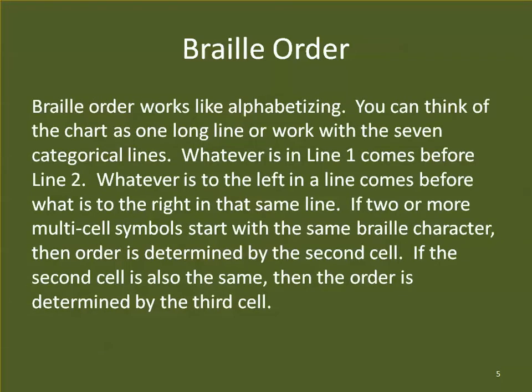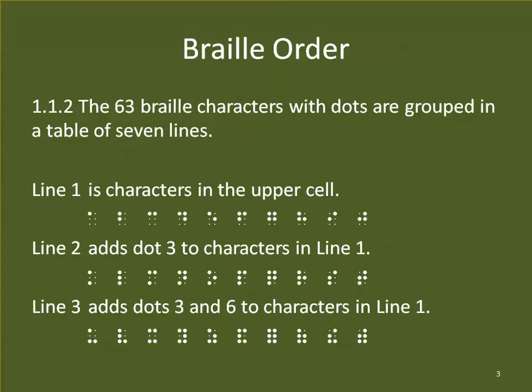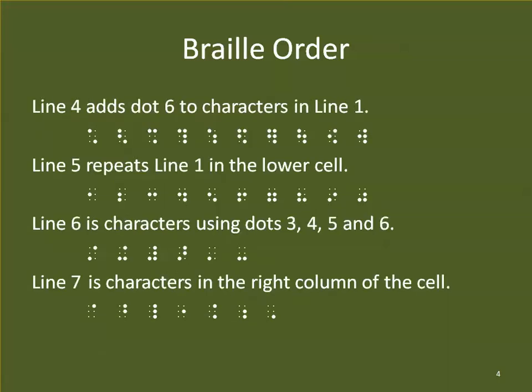Whatever is to the left in a line comes before what is to the right of that in that same line. So again, going back, obviously something that starts with B would come after something that starts with A. Or if we were to go to another line, going to line 7, something that starts with a dot 5 is going to come before something that starts with a dot 6.